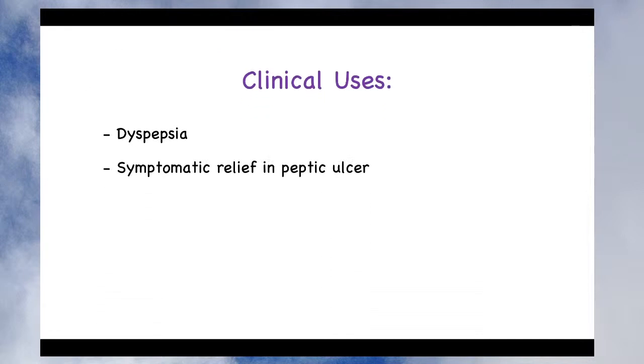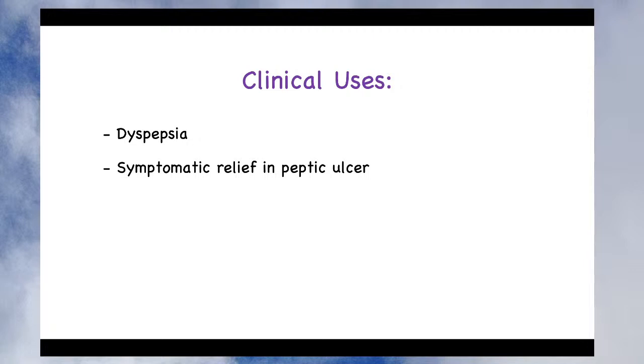So we use it in case of dyspepsia. Secondly, we can also use it for symptomatic relief in peptic ulcer. So what could be the symptom in peptic ulcer? We have seen there is mainly one symptom in case of peptic ulcer, and that is the burning sensation, especially at night or when you consume food, isn't it? Suppose you consume spicy food, you may suffer from very severe burning sensation.